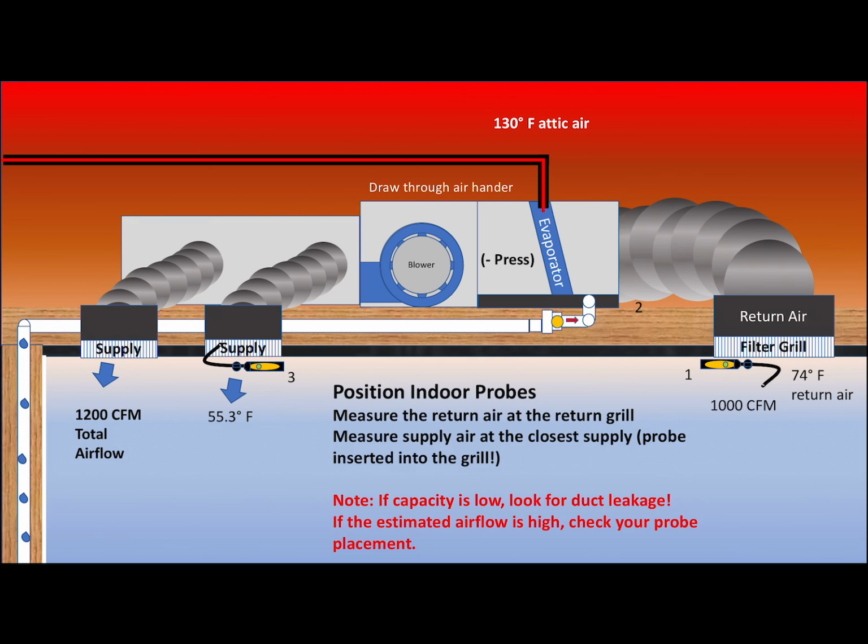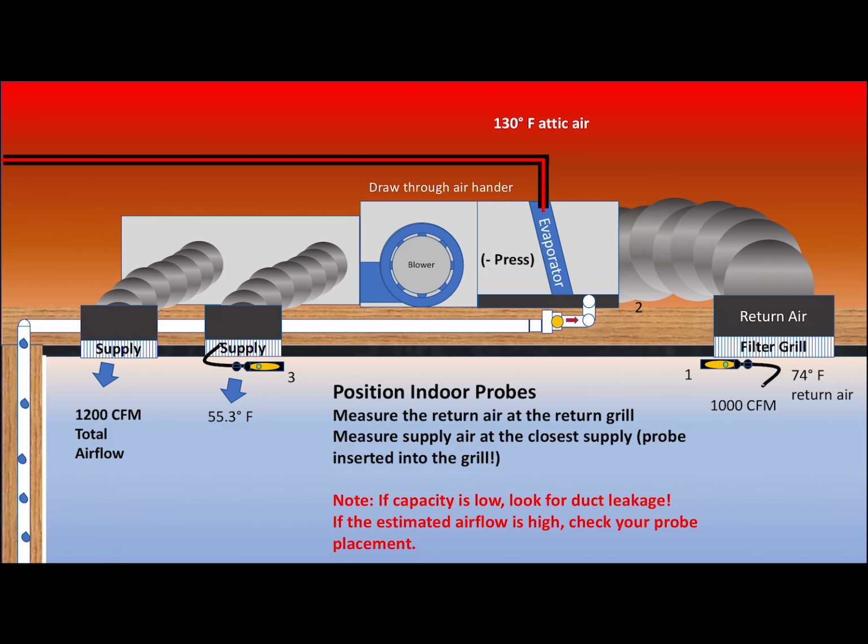When I talked about earlier, measureQuick is a system test tool. So we're testing from the filter grill on the right-hand side there, and this is where you can stick the probe in front of the filter grill. We're measuring the return air temperature going in at 74 degrees. Goes across the evaporator coil, through the blower, and then out the first supply.